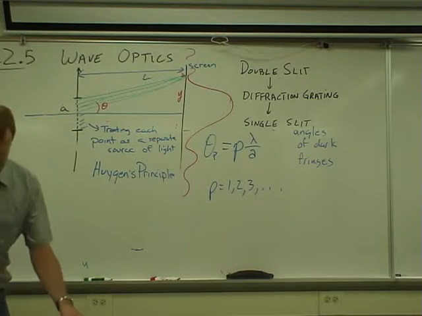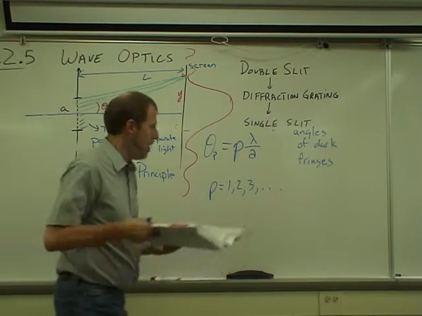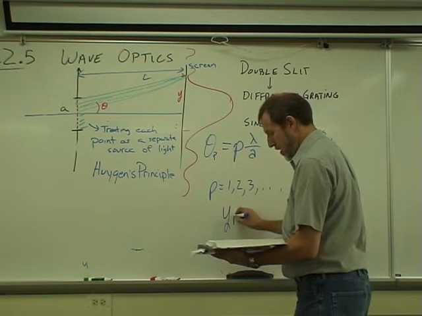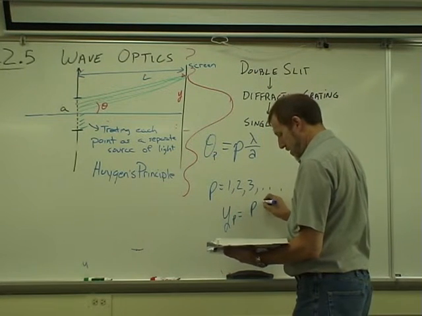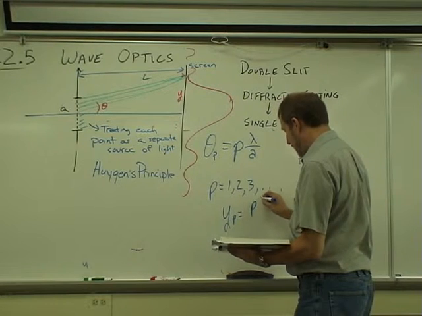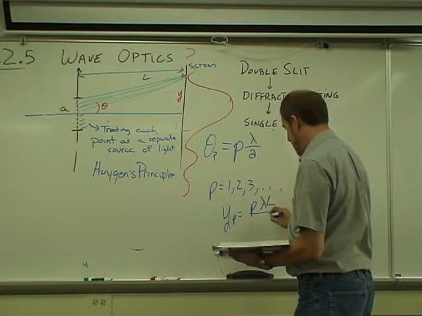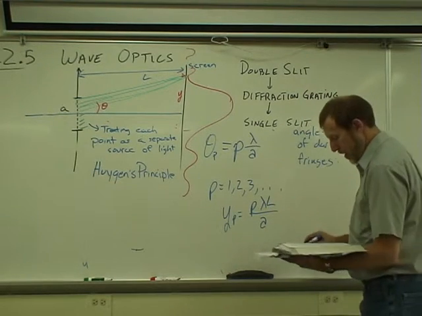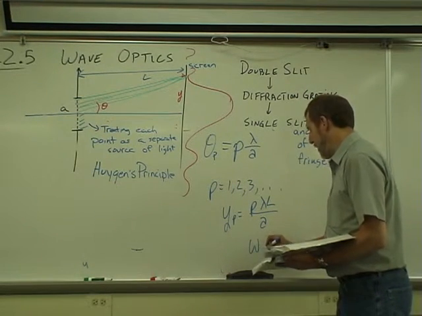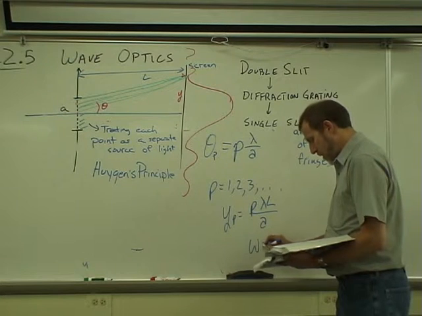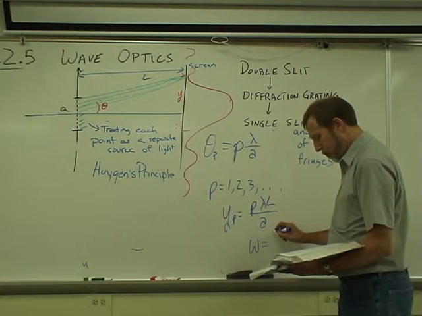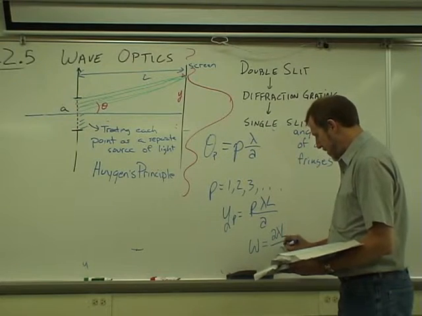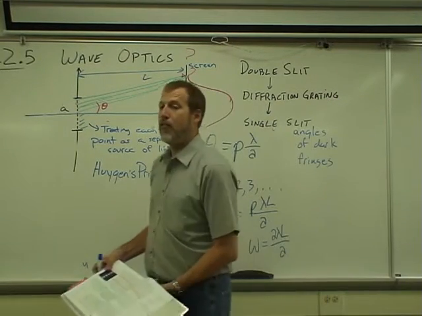And in the same way, we construct that the positions of the dark fringes are given by P, that integer, times lambda L over A. And then the width of the single bright slit in the center is 2 lambda L over A.